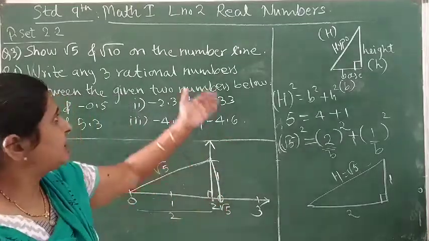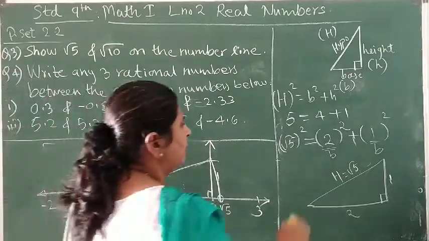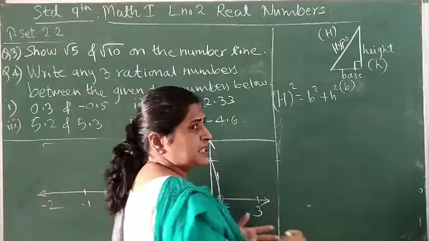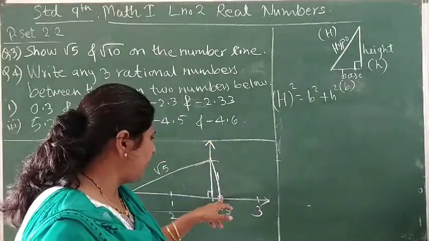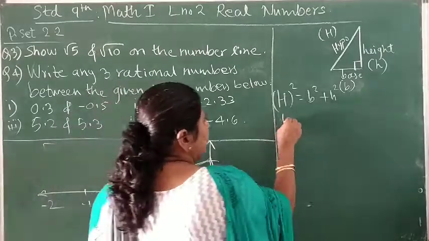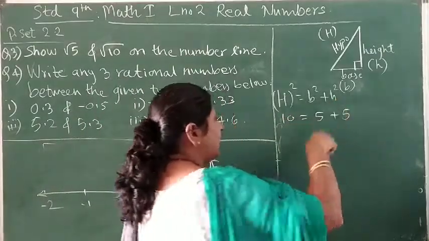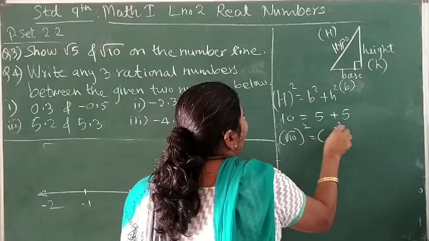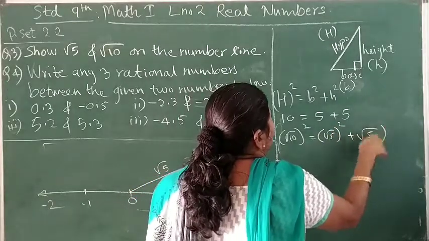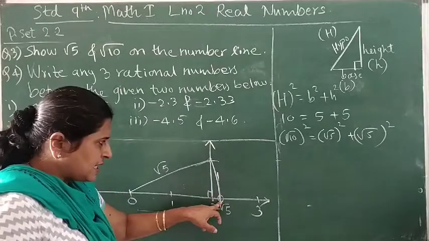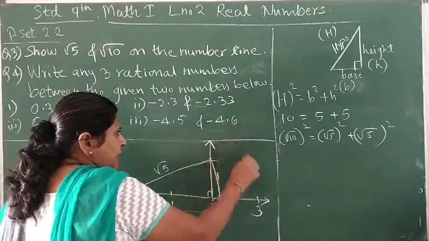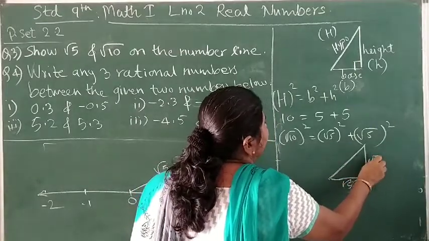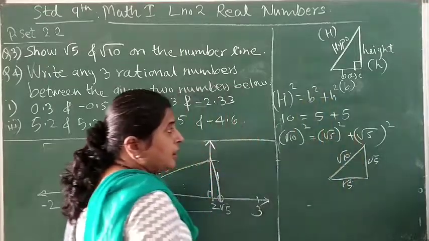Okay. Now for 10, what we can do? For 10, how can the calculations be? Now 10 can be written as 5 plus 5. Okay. So square root of 5, here also you can do. So if you are getting 10 as 5 plus 5, square root of 10 is square root of 5 plus square root of 5. Like this also you can do. So taking this as base, you can have a right angle where the base is square root of 5 and height also square root of 5 to get square root of 10. Okay. This is one way.